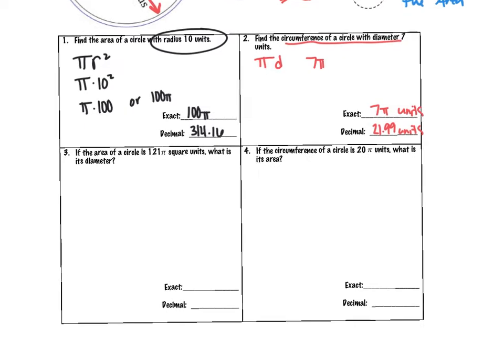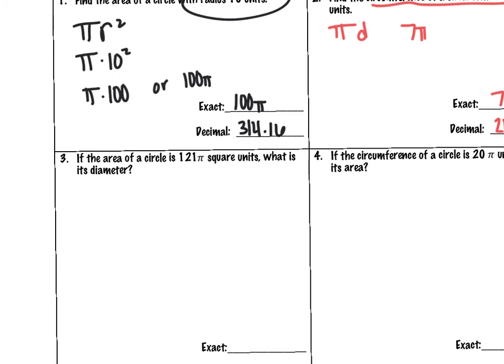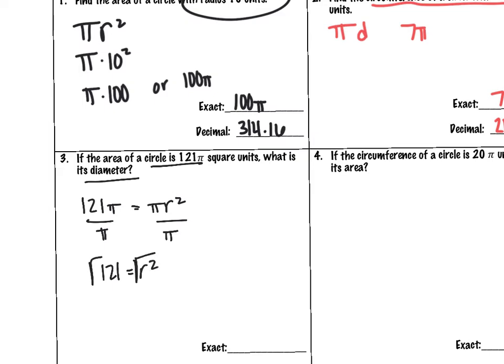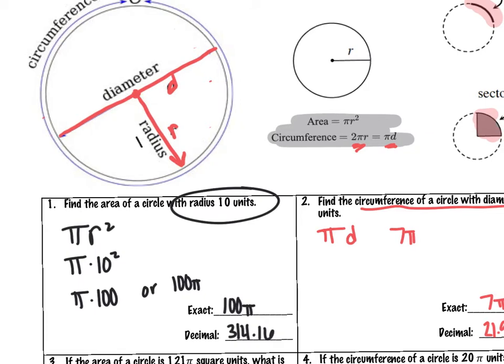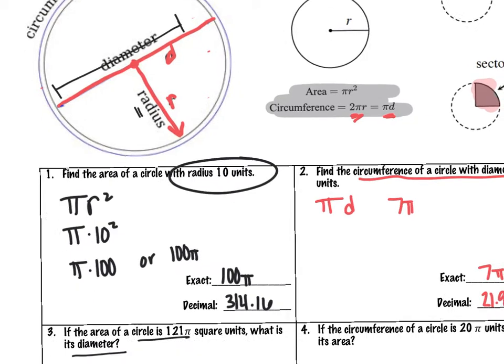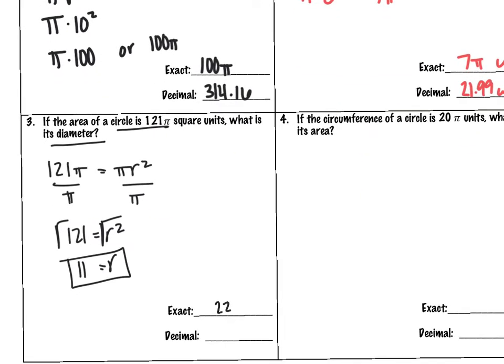I can also do a little bit of work in working backwards. If they give me the area of a circle and want me to find the diameter, I can set the area equal to my area formula and solve from there. I can divide both sides by pi and then take a square root of both sides to figure out what r is. Once I know what r is, to find the diameter, the relationship between the radius and the diameter, if the radius is 11, the diameter would have to be double that. So in this case, the diameter would be 22. I don't need a decimal line there.